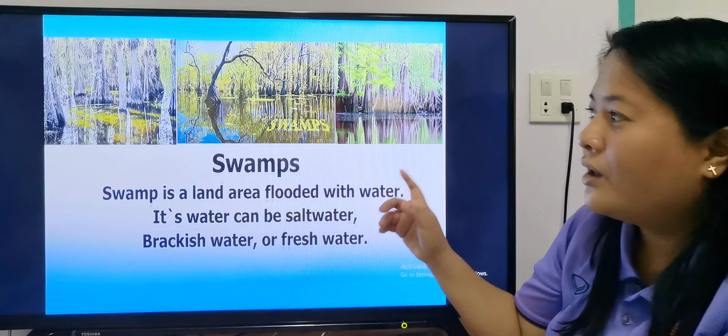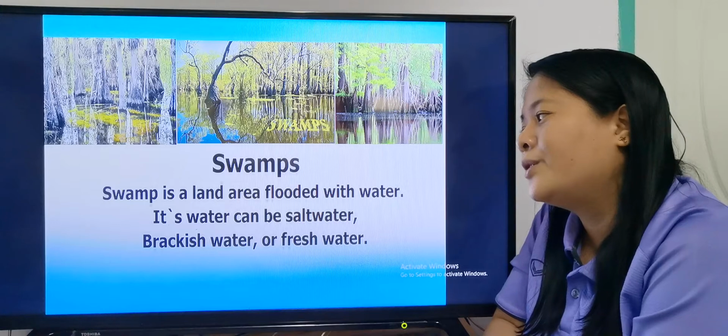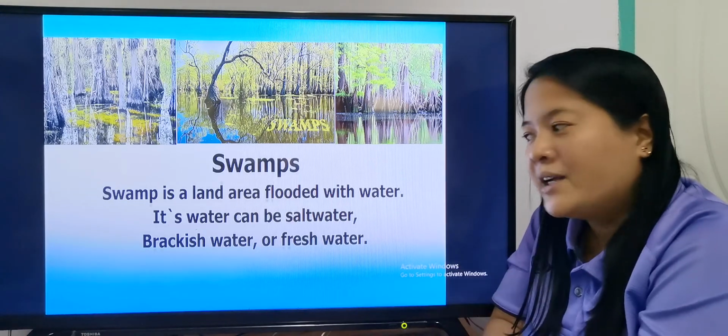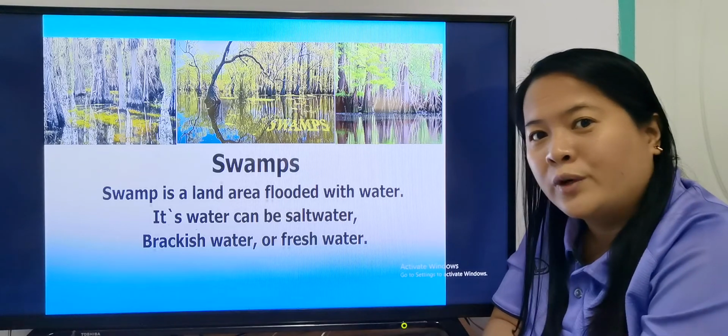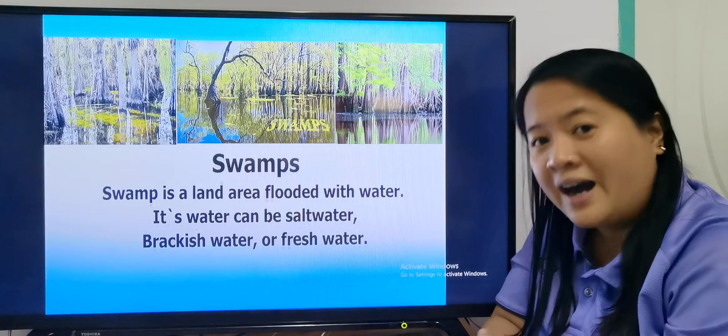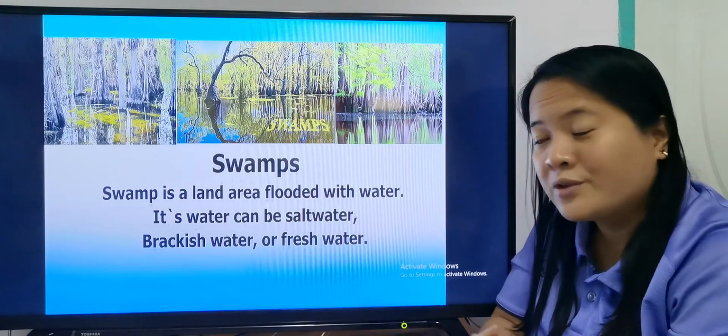We also studied about swamps. We said that a swamp is a land area flooded with water. But a swamp can be brackish water, fresh water, or salt water. We already know what salt water is. We said that it has high salt content. Fresh water has very little or no salt content.